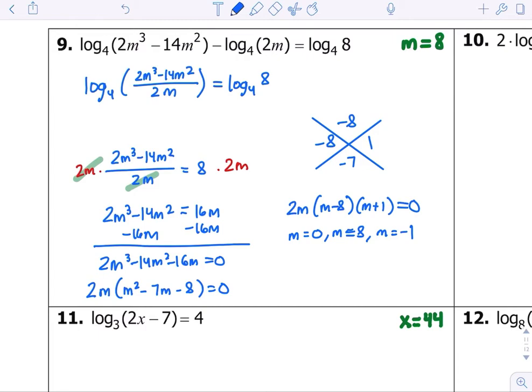Now we have to plug these in to check. Now you guys take a look. If you plug in m is equal to 0 for that one, it's going to be log base 4 of 2 times 0, 0.